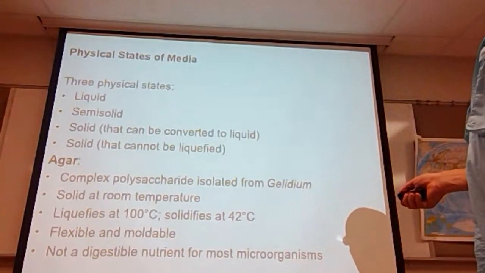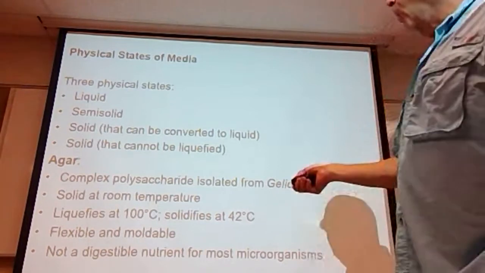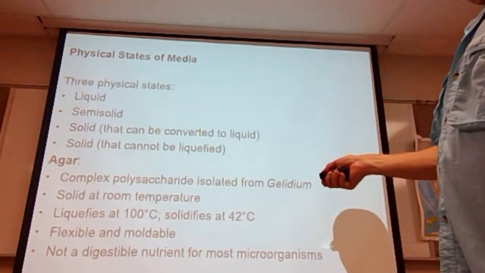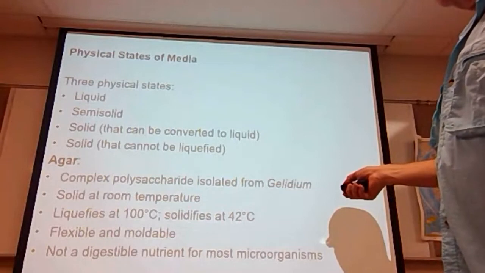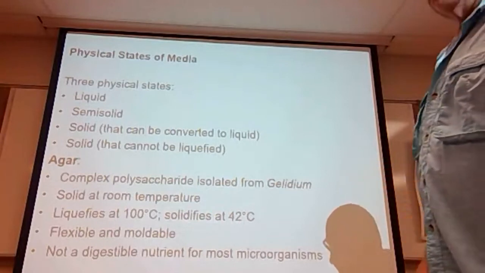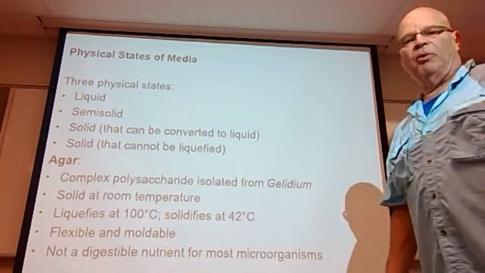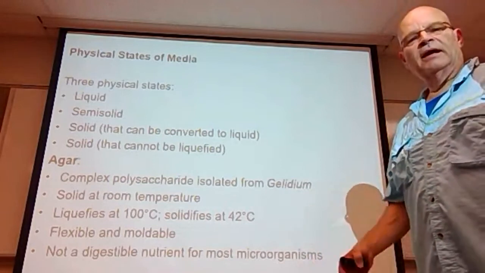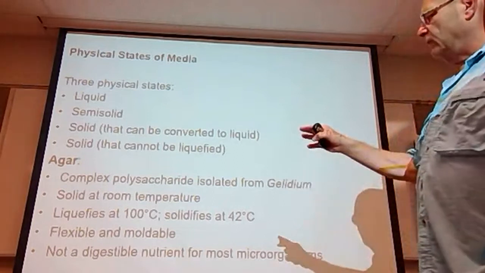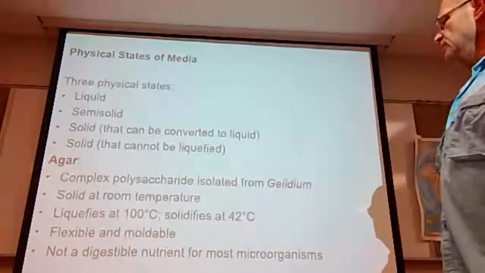However, it doesn't re-solidify until 42 degrees Celsius. So once you've melted it at 100 degrees Celsius, you've got a long time at room temperature before it re-solidifies. So you've got a long time to work with it. If you're needing to pour it into tubes or pour it into plates, after you boil it to make sure that it's sterile and you've liquefied it completely, then you've got a long time to get those plates and tubes poured.